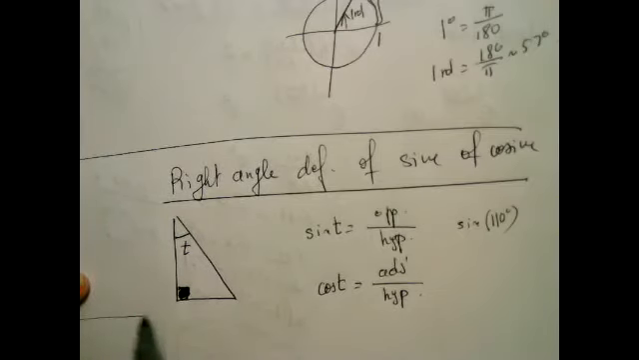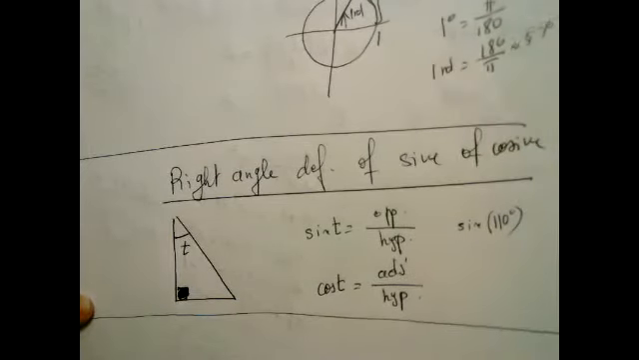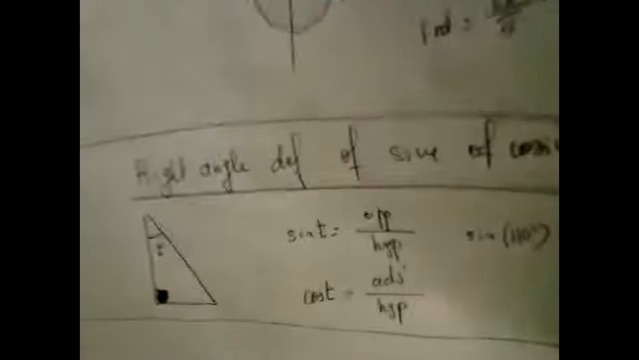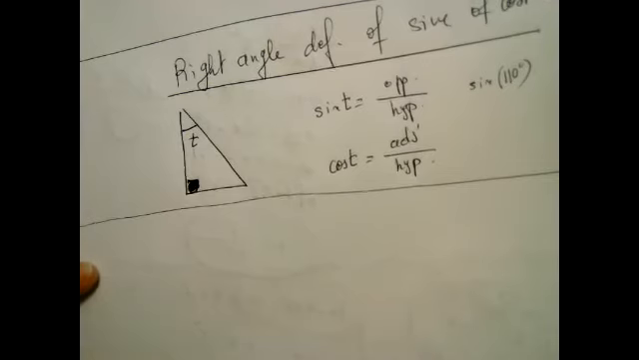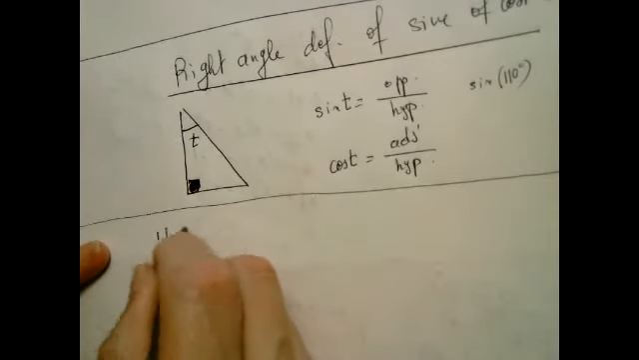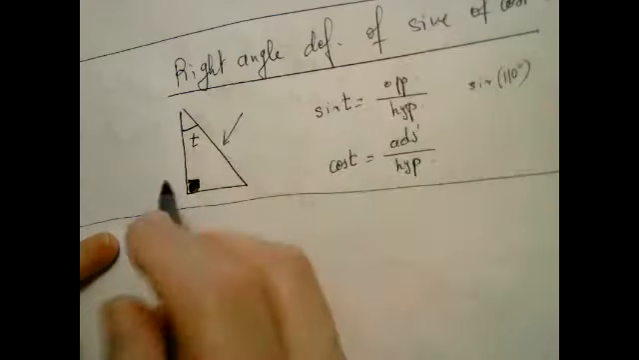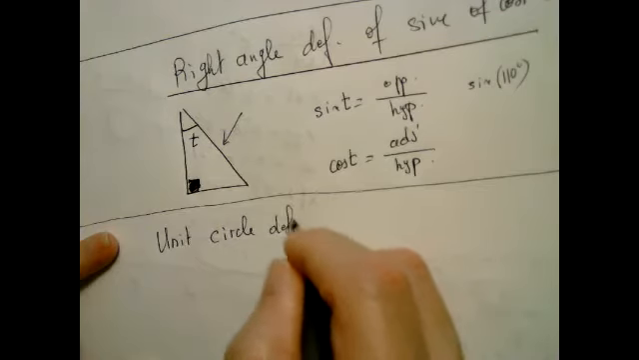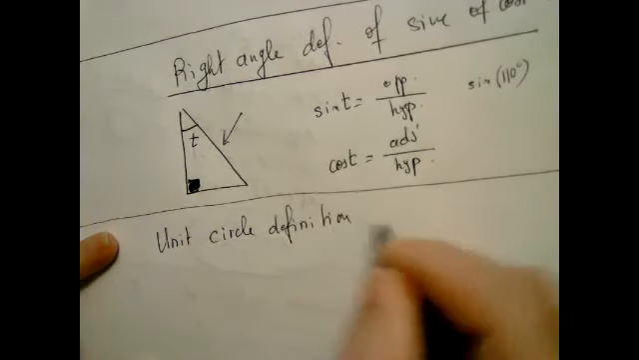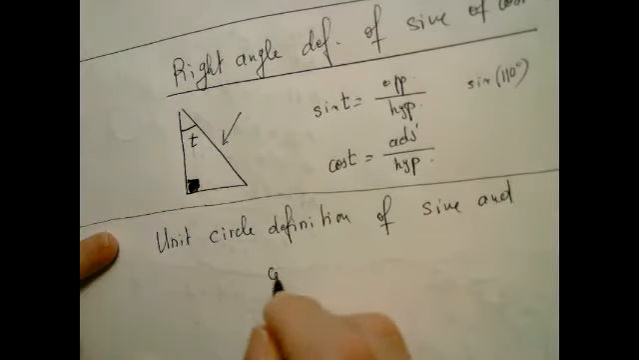So for that, we're going to extend the definition of sine and cosine to any angle. Now we're going to state the definition that we use. This is called the unit circle definition of sine and cosine, and that is the definition we're using, which will extend this one to more angles.